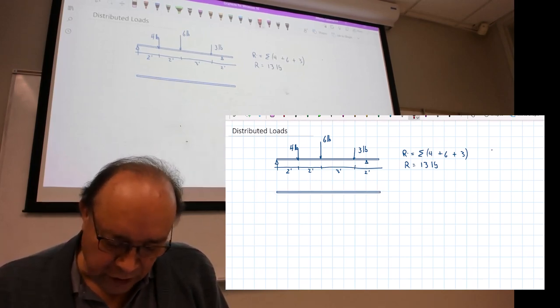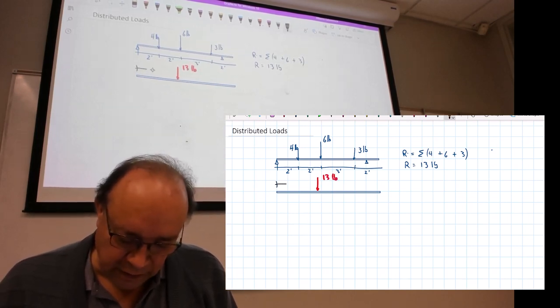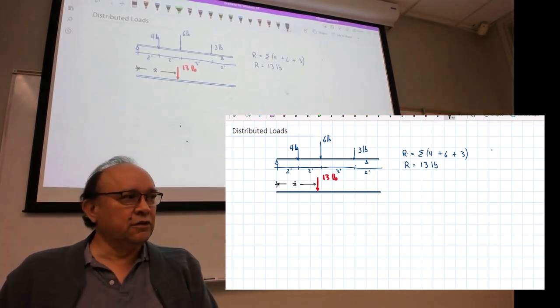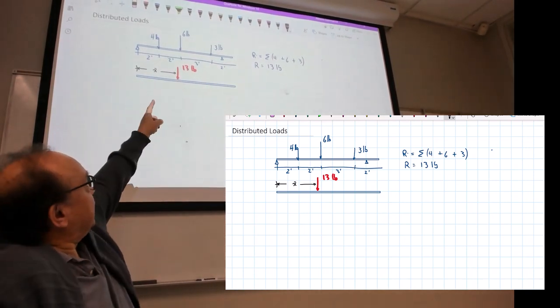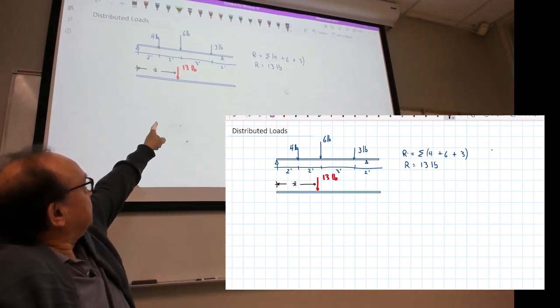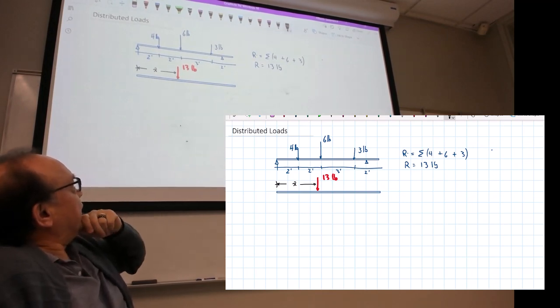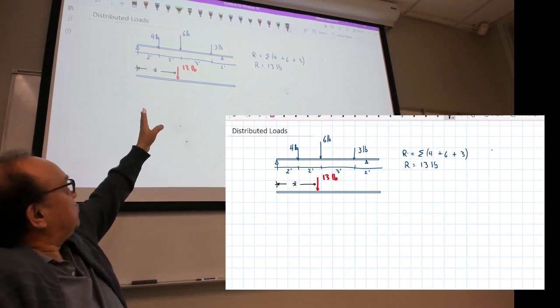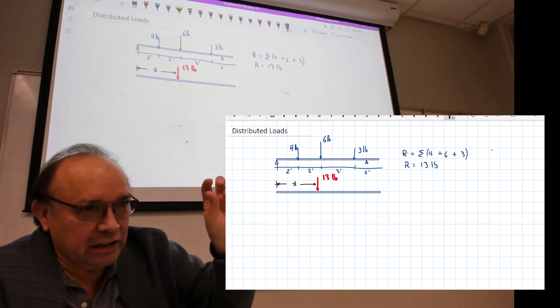The thing is, I don't know where to put it, right? Let's put it over here. So I will have a 13 pound force at what distance? We call that distance X bar, right? So the force is equivalent to those because it has the same magnitude, 4 plus 6 plus 3, 13. But in order for that force to be equivalent to those three, it has to be at a very specific distance, right? What is the condition of that distance?